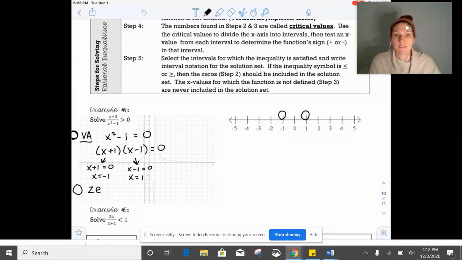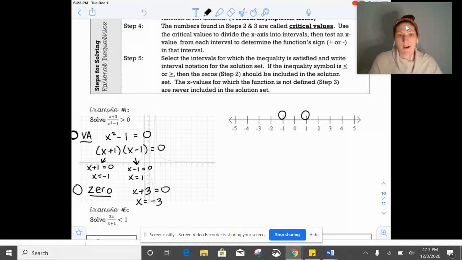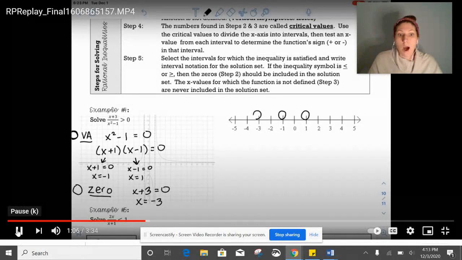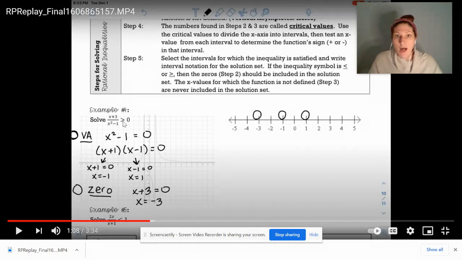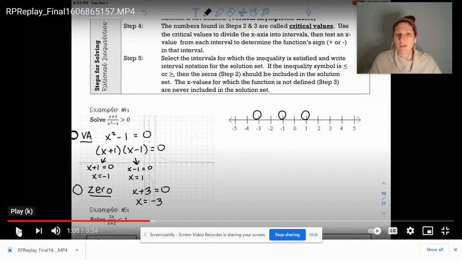Next critical value is to find those x-intercepts, those zeros you can call them. So set the numerator equal to 0 and solve for x. So x plus 3, set it equal to 0, get x by itself. Now you need to look at the inequality symbol, and that's how you know whether to do an open or a closed circle here. Because the inequality symbol in the problem is just greater than, that is why you would just do an open circle for the x-intercept.